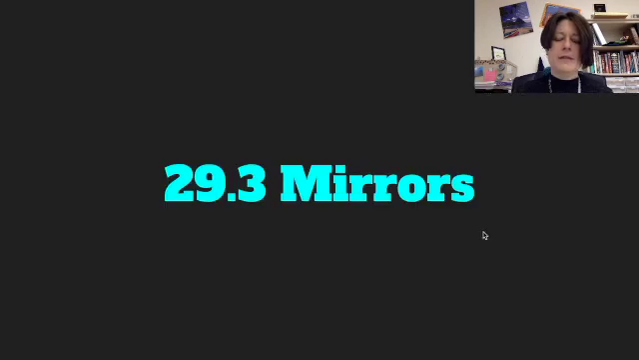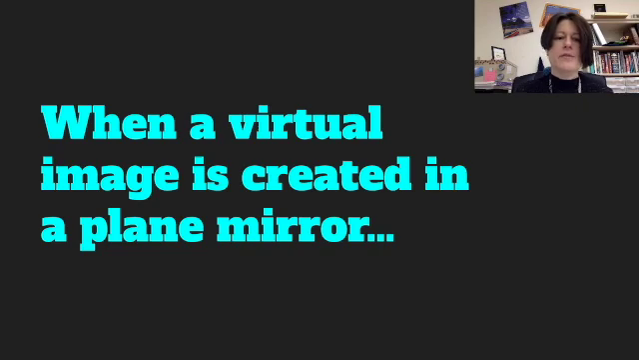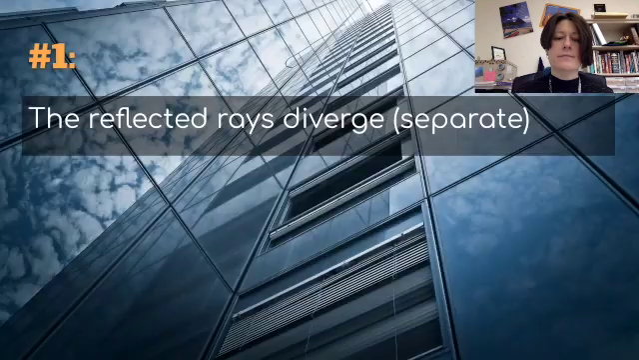Now let's apply this law of reflection to mirrors. When we look in a mirror, we're actually looking at what's called a virtual image. This is an image formed through reflection or refraction that can be seen by an observer but cannot be projected on a screen. So when a virtual image is created in a plane mirror, number one, the reflected rays diverge, they separate.